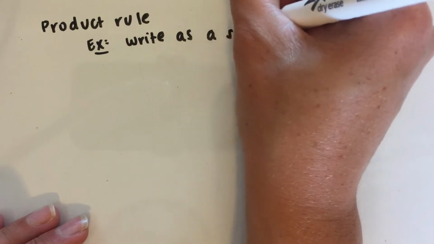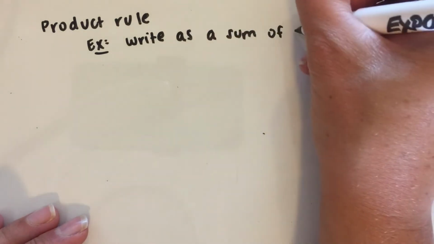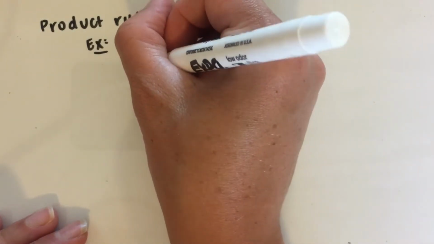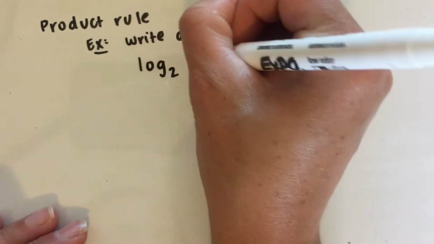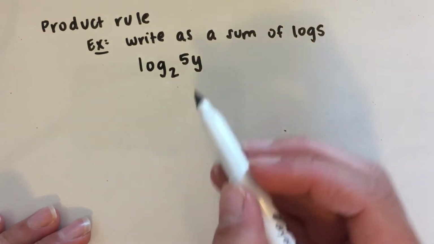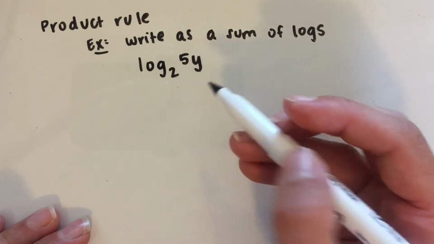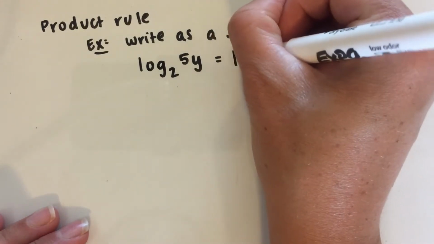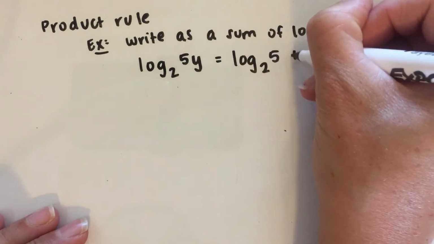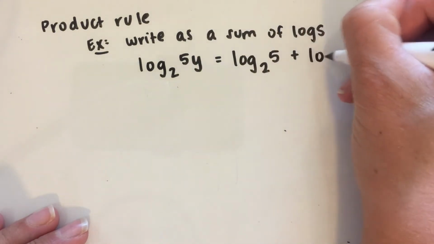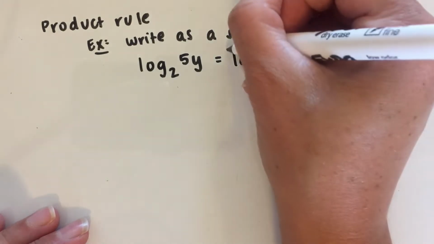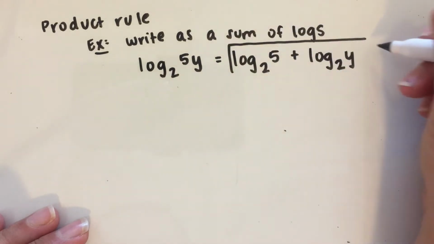We want to write this as a sum of logarithms. So we have log base 2 of 5y. And this is really 5 times y. So we can expand this to log base 2 of 5 plus log base 2 of y. And notice in the sum, they have the same base.